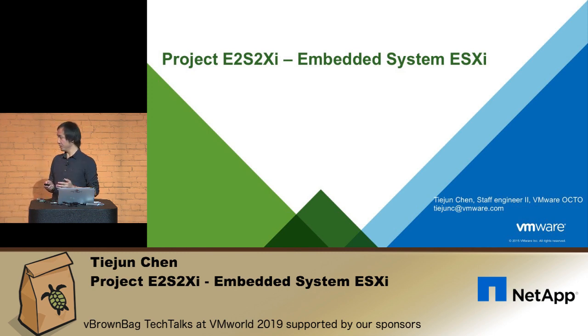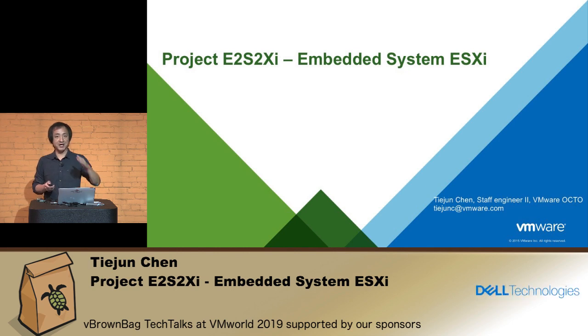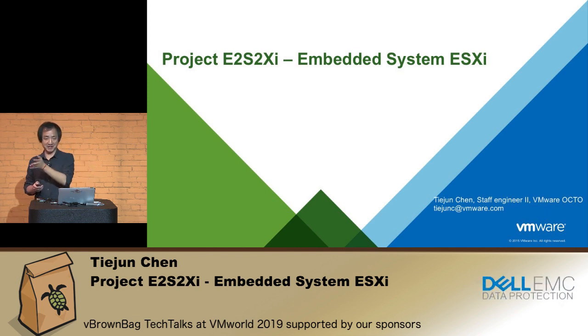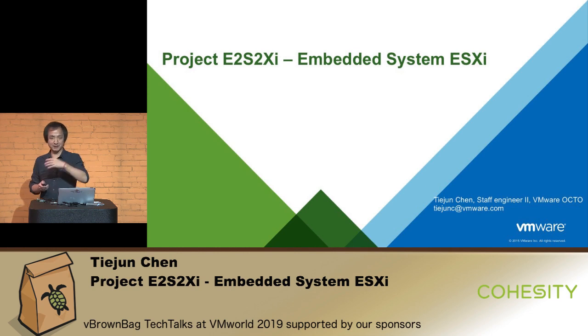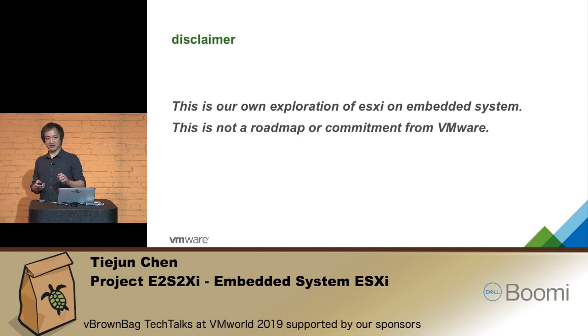Today I'm going to talk about virtualization on embedded systems. That's my project, E2S2Xi, an abbreviation of embedded system ESXi. I believe this is of interest to you too. Around this VMworld, you get more information about virtualization in the data center. Now let's talk about something new. Sorry, I didn't have enough time to reflect my slides in the formal VMworld template, but I need to make this clearer. Essentially, this is my personal exploration. So far, there's no roadmap or commitment from VMware, but I'm working toward that.